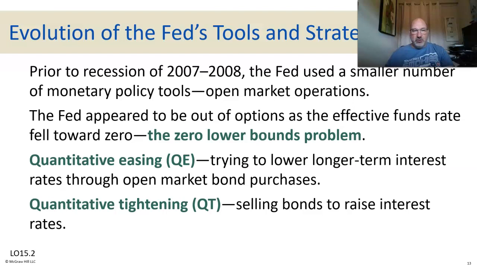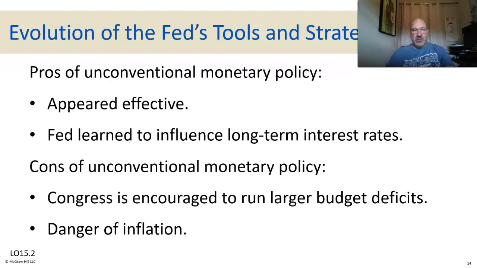So the evolution of this: prior to the recession of 07-08, the Fed used a smaller number of monetary policy tools, open market operations. But the Fed appeared to be out of options as the effective funds rate fell to zero, the zero lower bound problem. So they used quantitative easing, which was trying to lower longer-term interest rates through open market bond purchases, and quantitative tightening, which was selling bonds to raise interest rates. These did not go as well as they wanted.